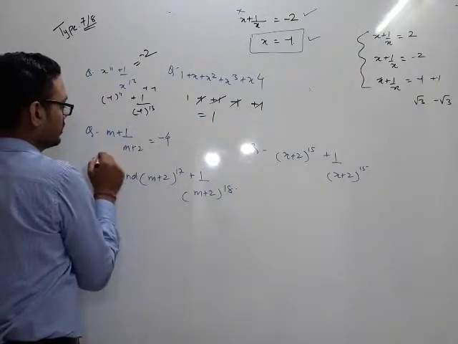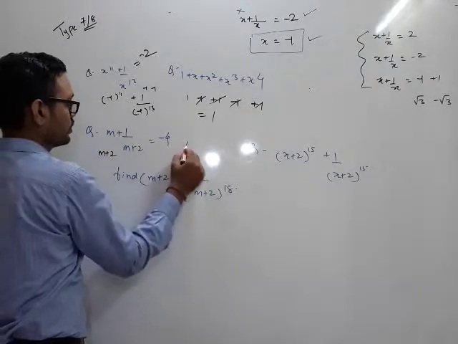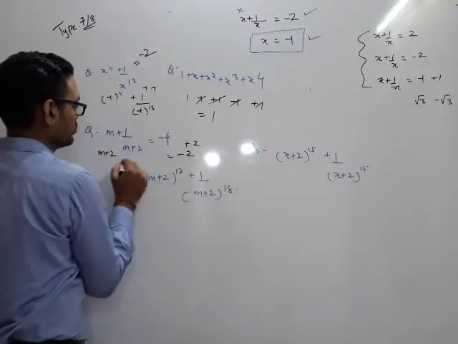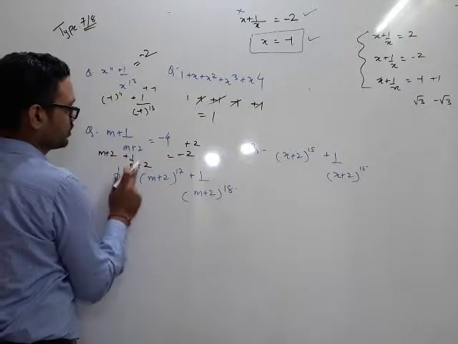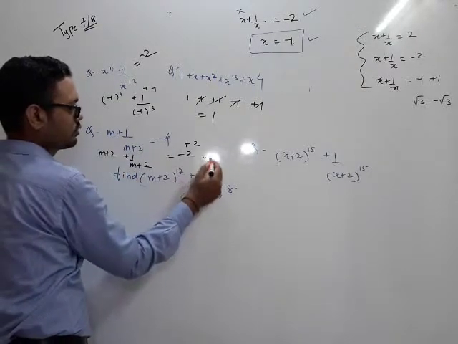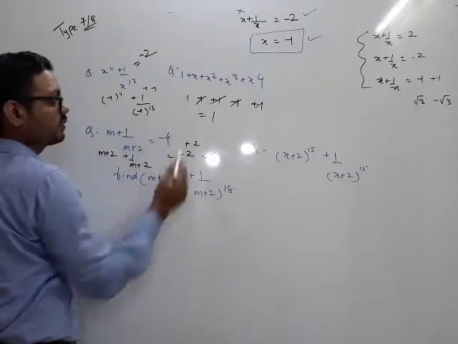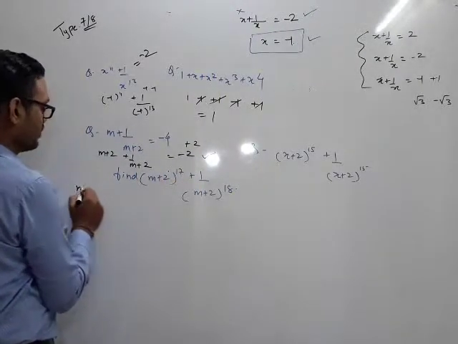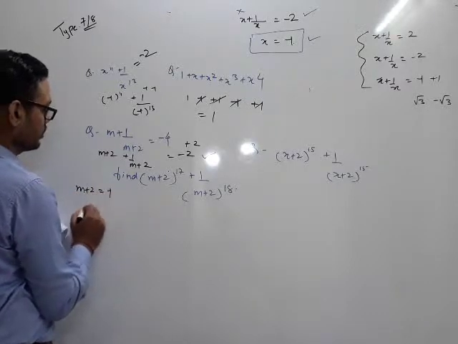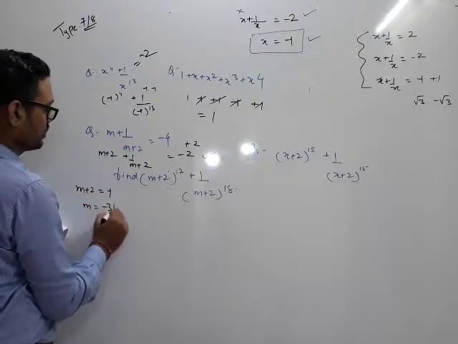Similarly, we'll add here m plus 2 plus 2, so it becomes minus 2. m plus 2 plus 1 upon m plus 2 becomes minus 2. It becomes of the form x plus 1 by x is equal to minus 2, which implies m plus 2 is minus 1. So m becomes minus 3.